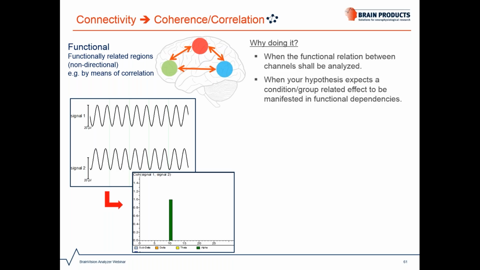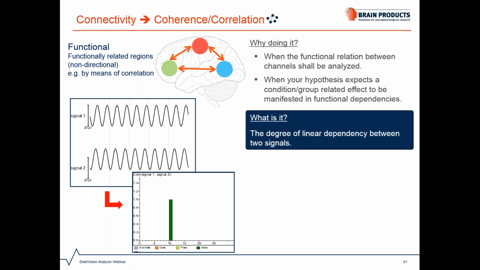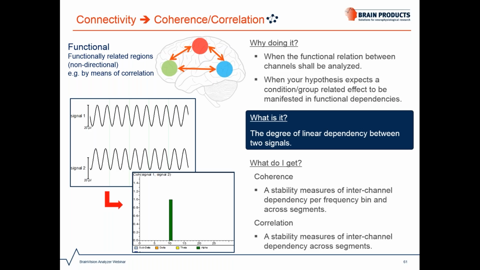Connectivity analysis is used when the functional relations between channels shall be analyzed, or your hypothesis expects a condition or group effect to be manifested in functional dependencies. Coherence and correlation are both measures of the degree of linear dependencies between two signals. As implemented in Analyzer, coherence is a measure of how coherent two signals are per frequency and across segments. Also, the correlation transformation can be seen as a stability measure of inter-channel dependency across segments.